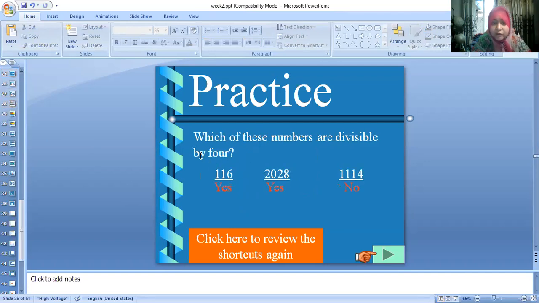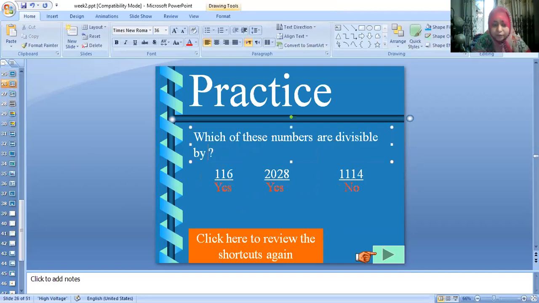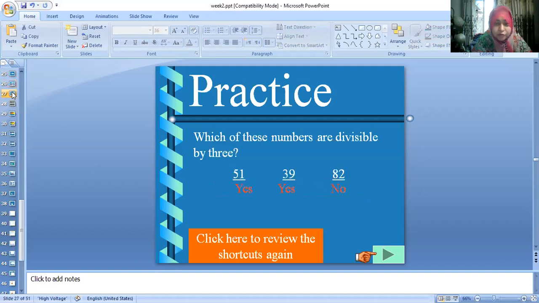Now see, let's look at this one. Are these numbers divisible by 2? Yes. 116, the unit is even. Yes, this too, and this also. Yes, because it has 4, meaning an even number, so it is divisible by 2.